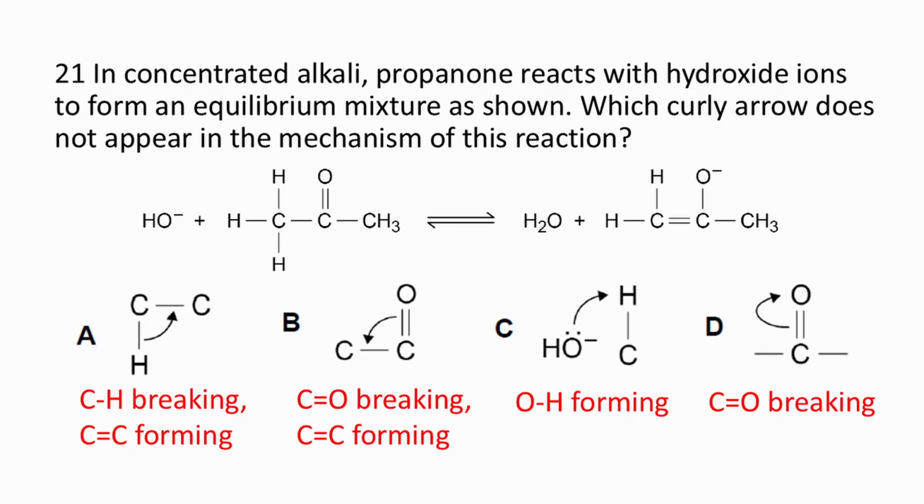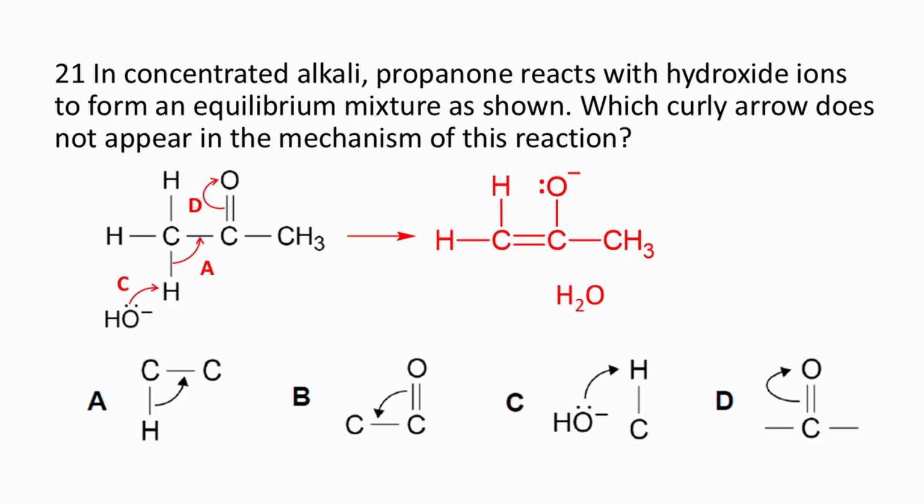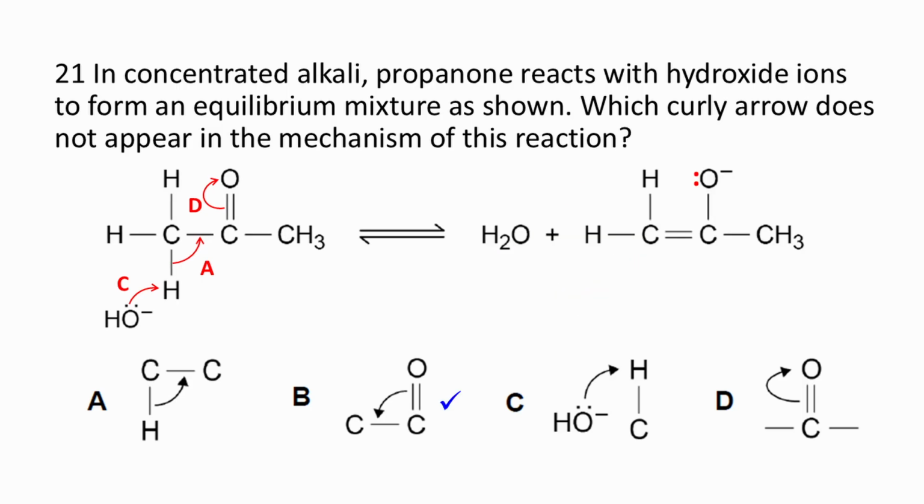Option B shows a C double bond O breaking to leave a C single bond O and a CC double bond forming. Option C shows an OH bond forming from the hydroxide ion. And option D shows a C double bond O breaking to leave a C single bond O with a lone pair of electrons left on the oxygen atom with a negative charge. I've shown the full mechanism here with the arrows labelled up to correspond to the options in the question. Option B is the correct answer. This step does not appear in the mechanism.